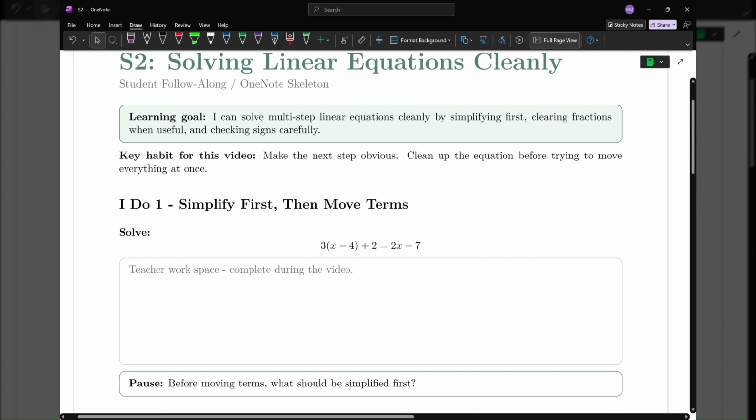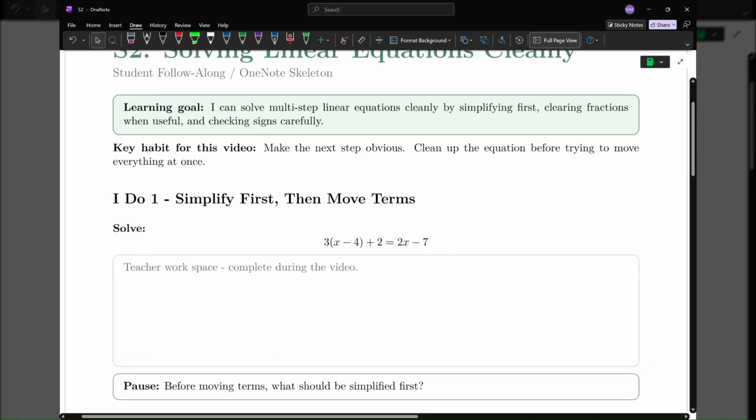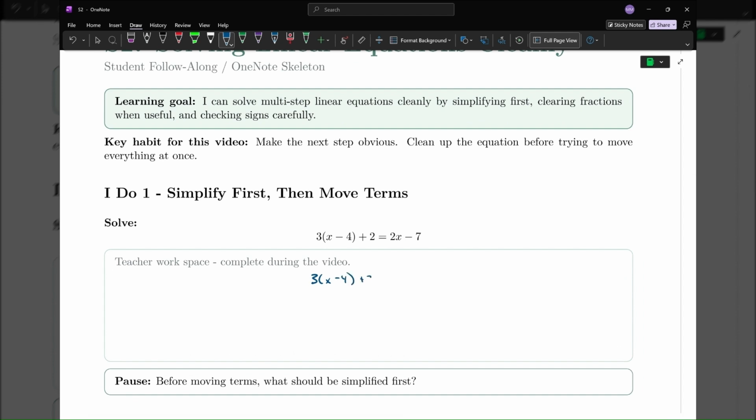That was the first question here. So you can see: solve 3 times (x minus 4) plus 2 equals 2x minus 7. I'm just going to zoom in a little bit and start by writing down the question, to have a logical progression in my solution, like this. And then I'm just going to look. Again, I'm not trying to hit a home run here. I'm just trying to clean it up.